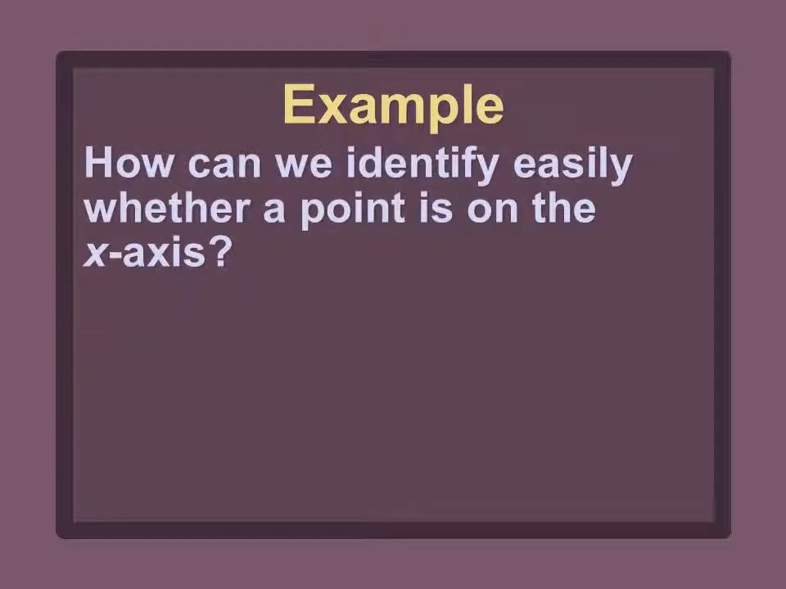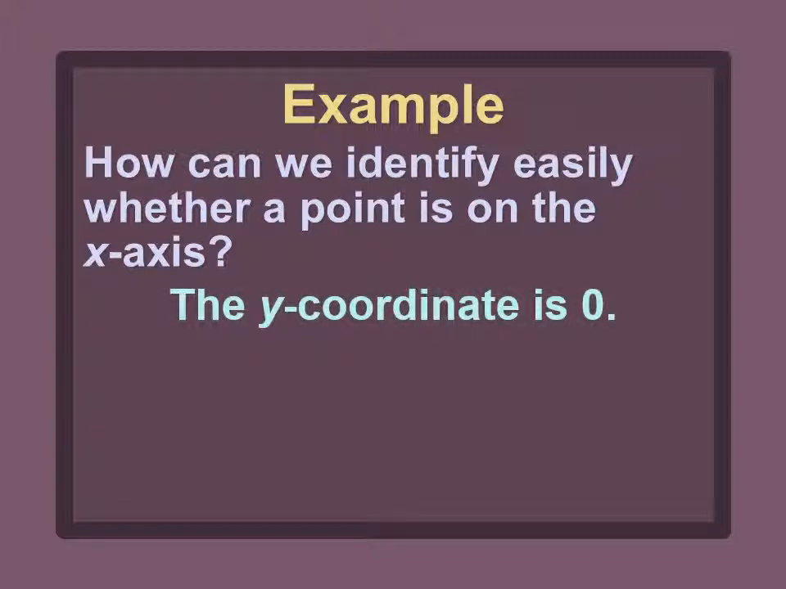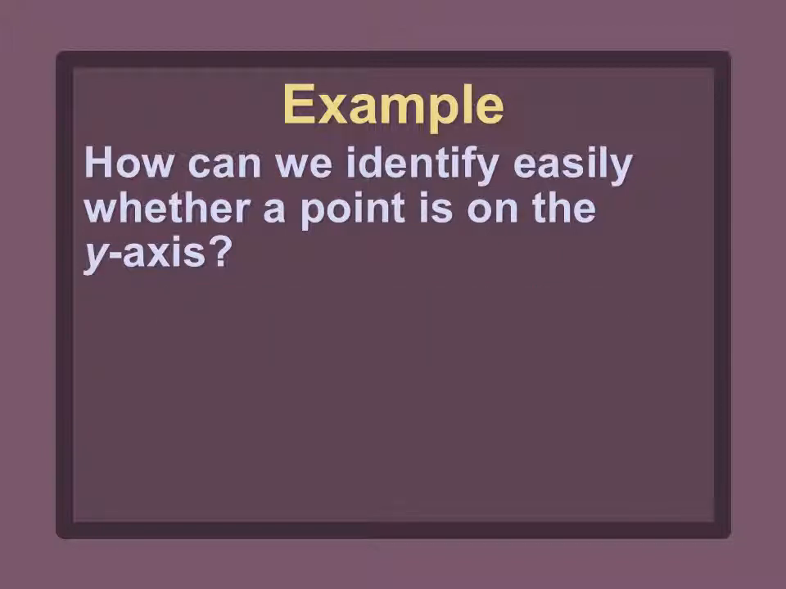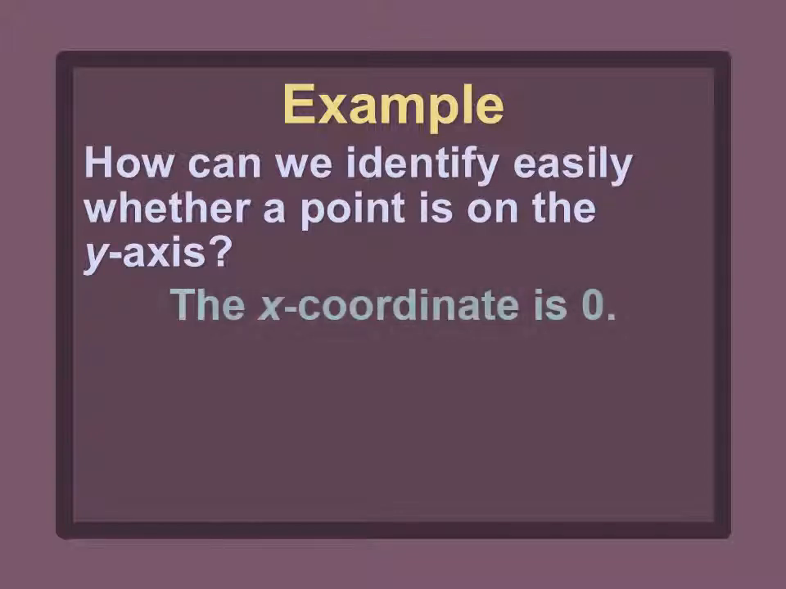Okay. So now the question says, how can we identify easily whether a point is on the x-axis? And the answer is the y-coordinate is 0, because if it's on the x-axis, that means there's no vertical movement, so the y-coordinate would be 0. Similarly, how can we identify easily whether a point is on the y-axis? If it's on the y-axis, there's no horizontal movement, which means your x-coordinate is 0.